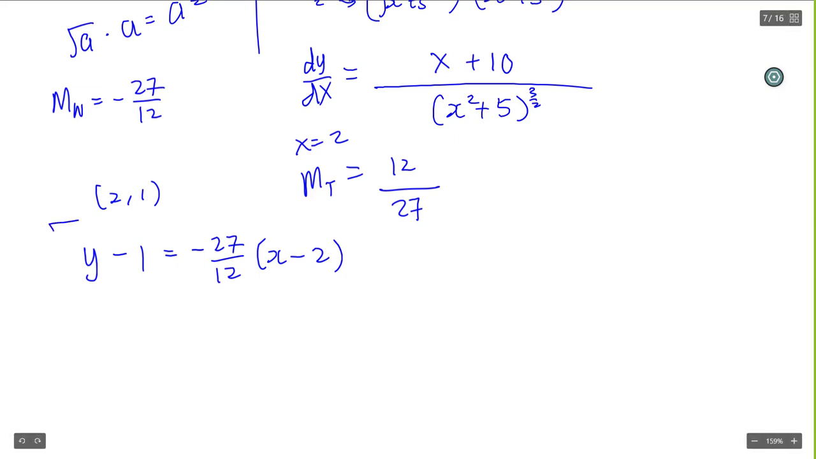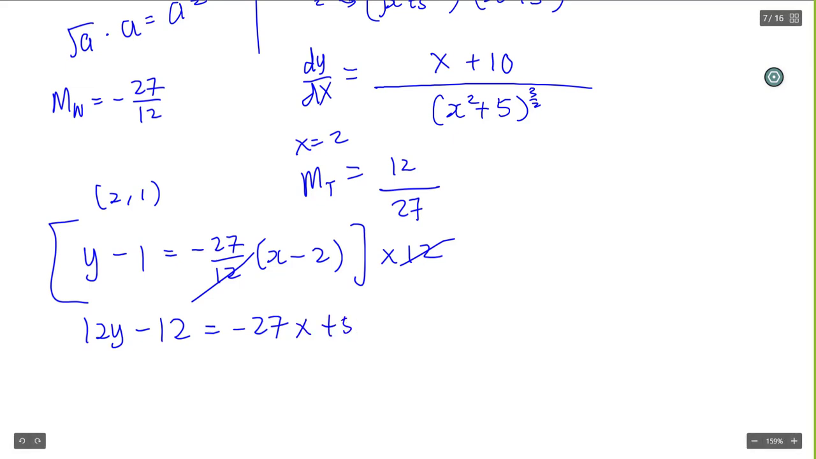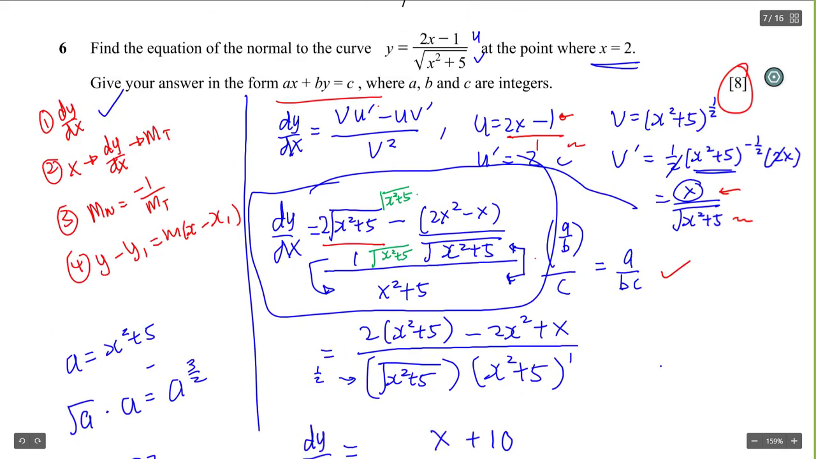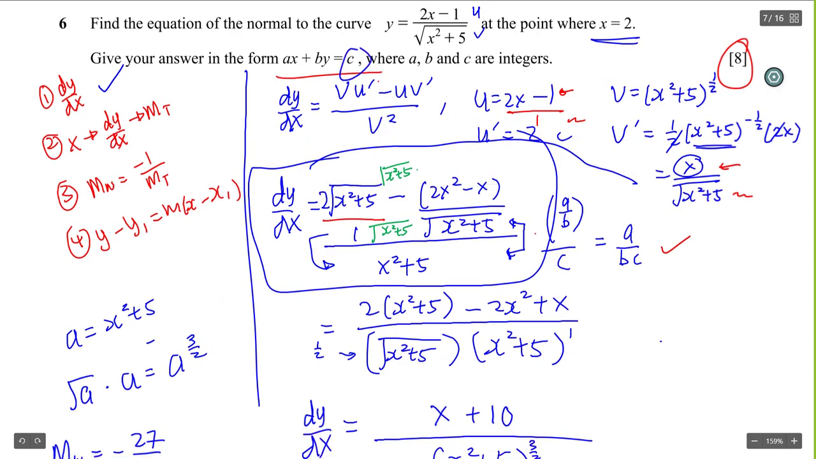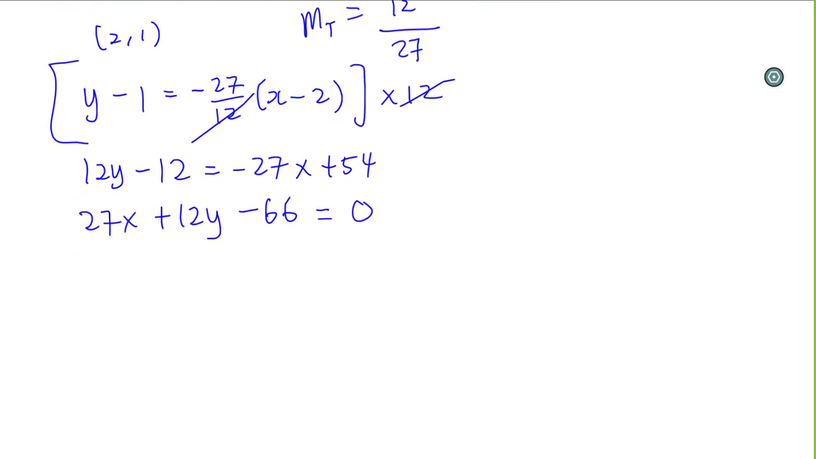So then, I will multiply 12 for the whole equation because I want to leave it in the pattern that 1. So it will be 12y minus 12. This here 12 and 12 are simplified, negative 27x plus 54. And then we have 27x plus 12y minus 66 equals to 0. This is the pattern that 1? Oh no, the 1 equals to c.